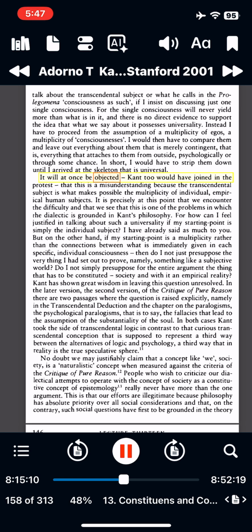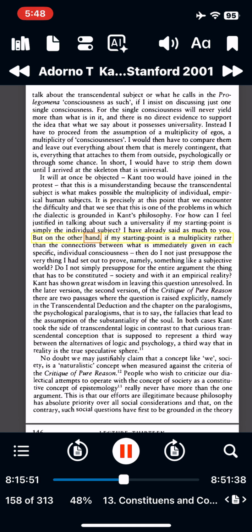It will at once be objected, Kant too would have joined in the protest, that this is a misunderstanding because the transcendental subject is what makes possible the multiplicity of individual, empirical human subjects. It is precisely at this point that we encounter the difficulty and that we see that this is one of the problems in which our dialectic is grounded in Kant's philosophy. For how can I feel justified in talking about such a universality if my starting point is simply the individual subject? I have already said as much to you.